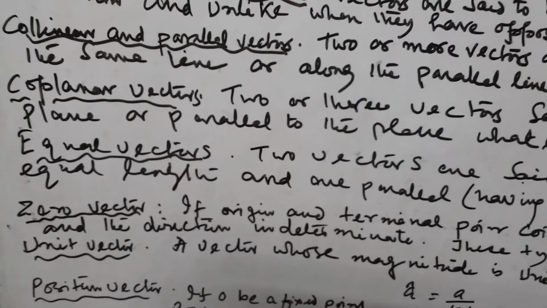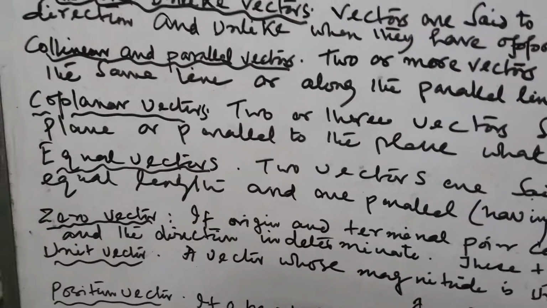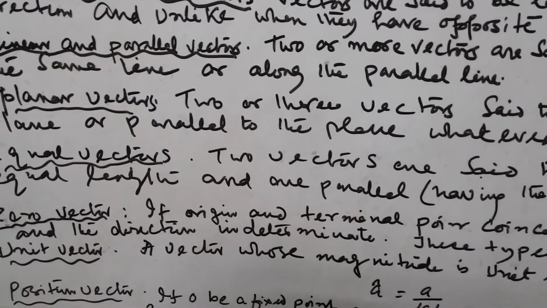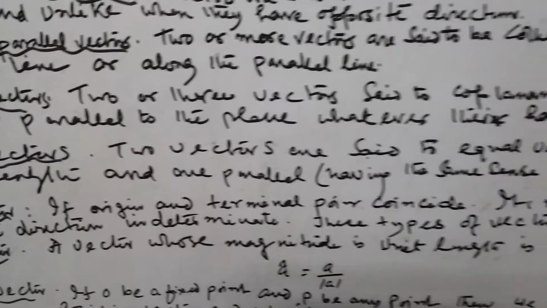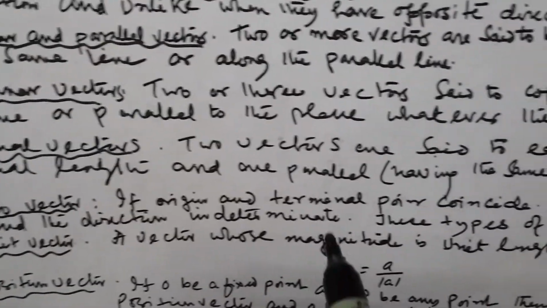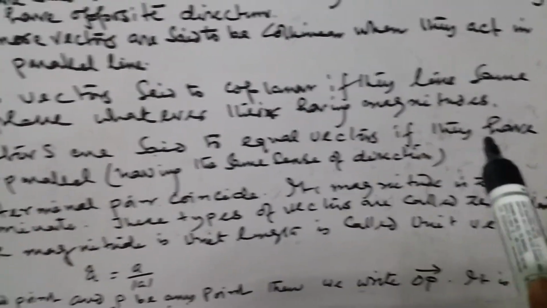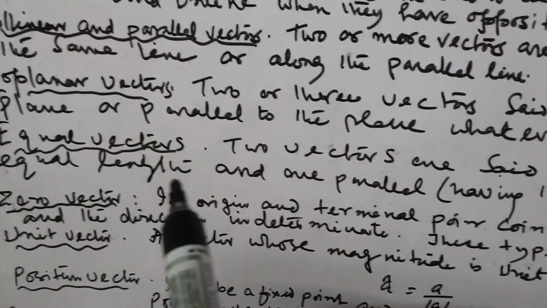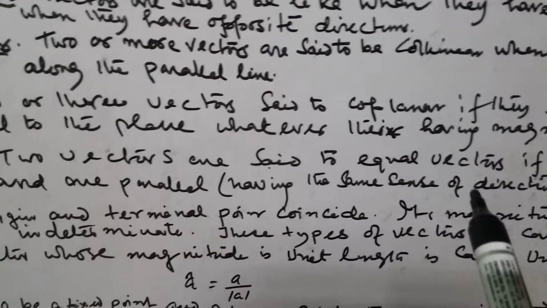Equal vectors. Two vectors are said to be equal if magnitude is the same and direction is the same sense of direction. So two vectors are said to be equal vectors if they have equal length and are parallel, having the same sense of direction.